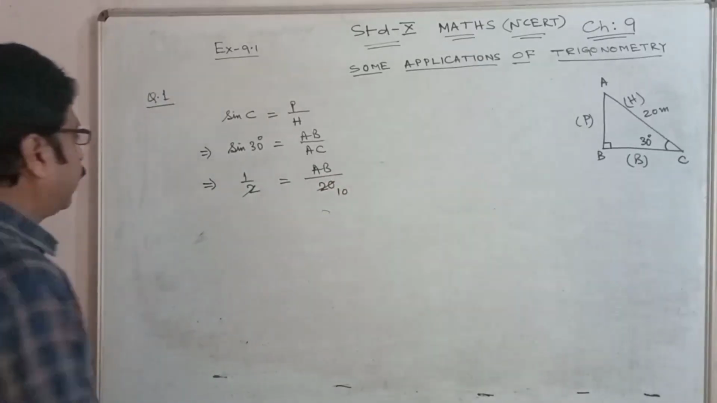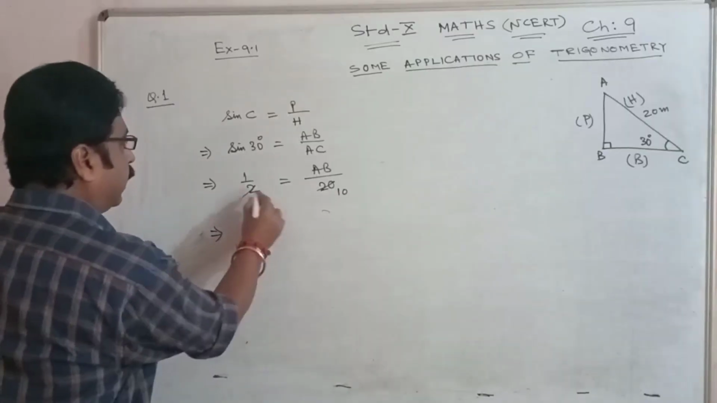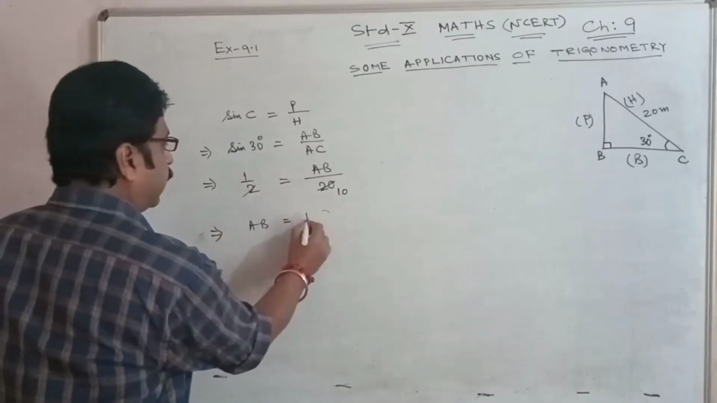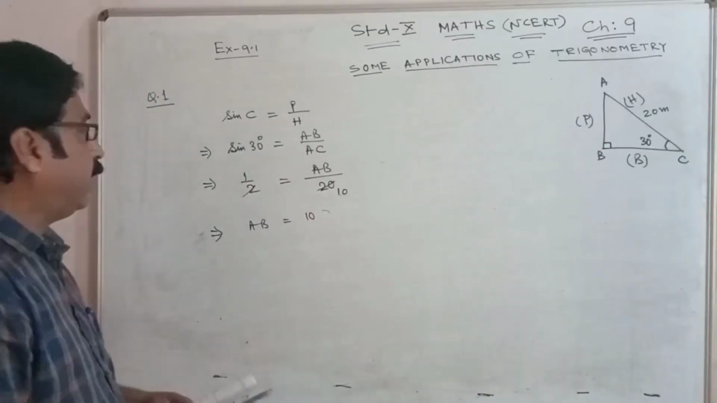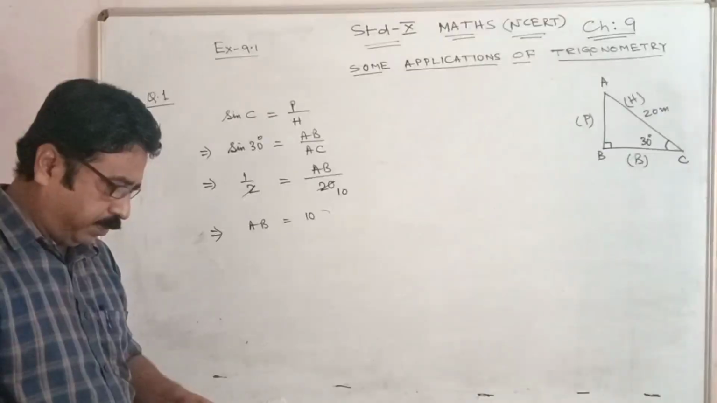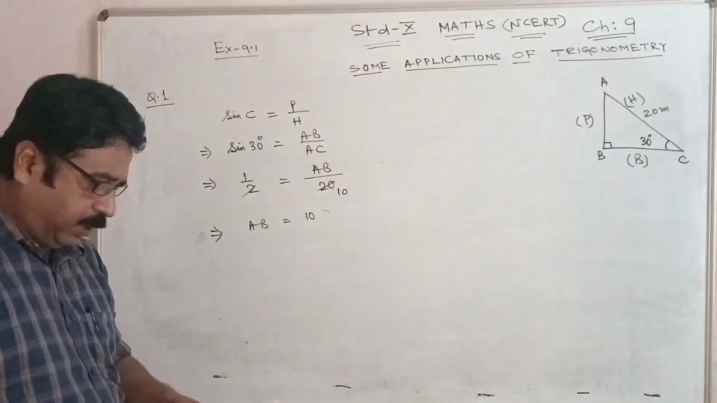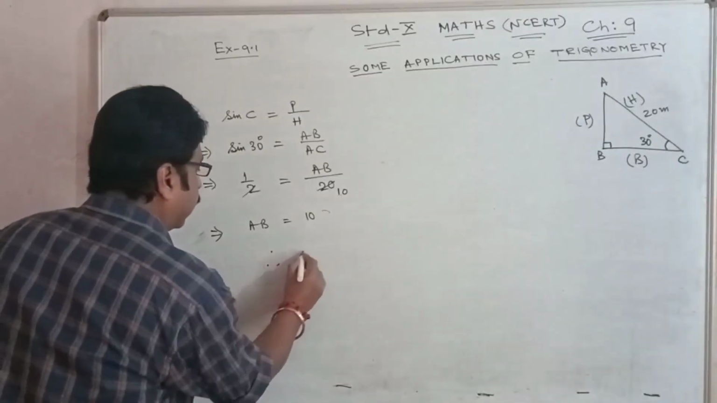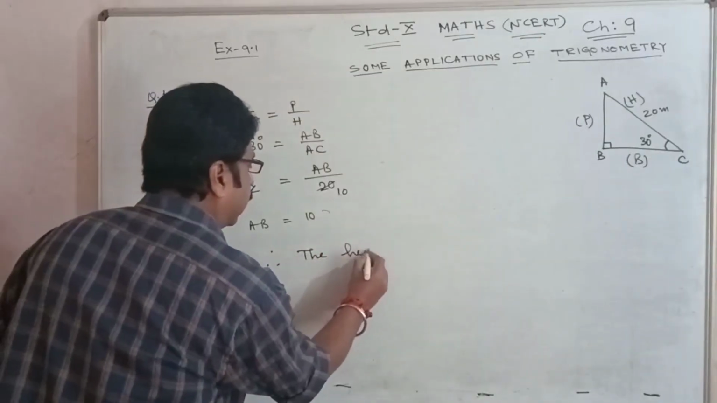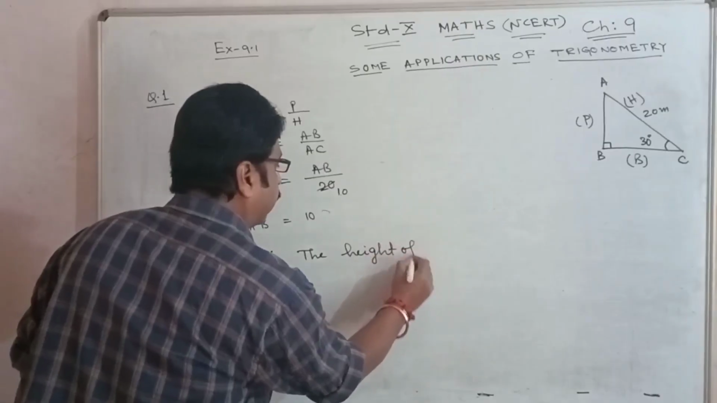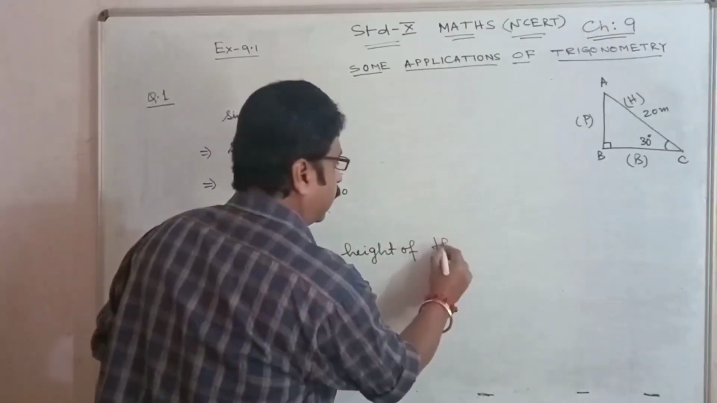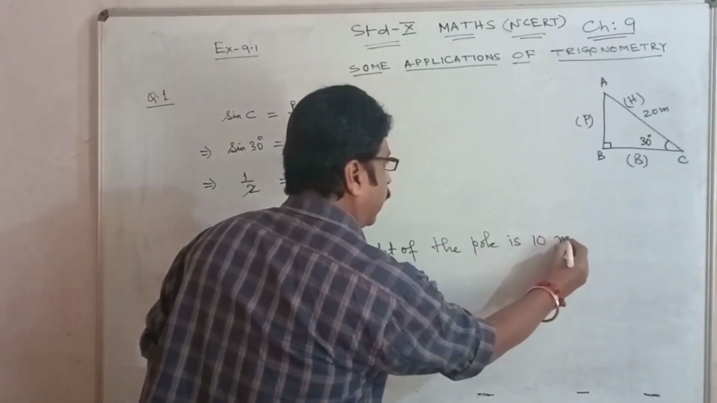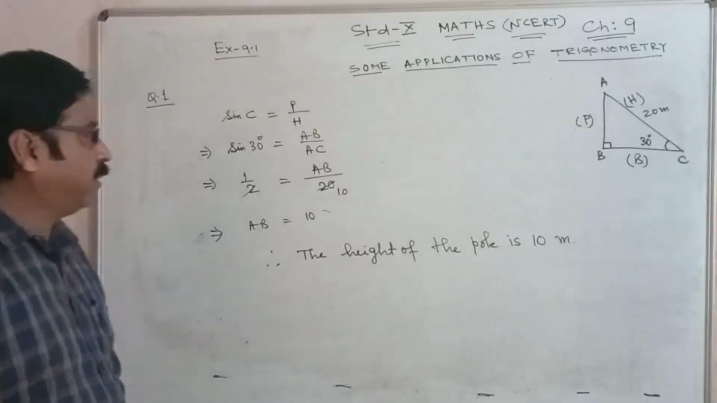Now cross multiplication. AB into 1 means AB. 10 into 1 means 10. Finally, we can write the answer. Therefore, the height of the pole is 10 meter. That means AB, length of AB we have got.